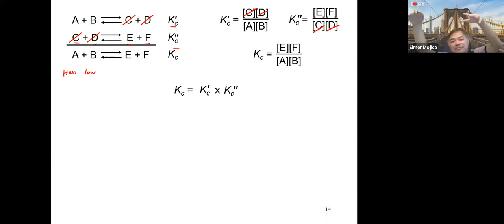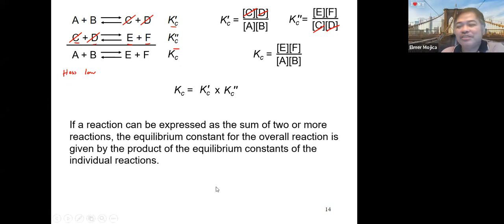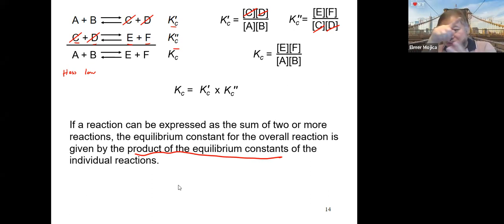Hess law involves enthalpy, this involves the equilibrium constant. So the wording that we have here: if a reaction can be expressed as the sum of two or more reactions, the equilibrium constant for the overall reaction is given by the product of the equilibrium constants of the individual reactions. Hess law would say the sum of the enthalpy of each reaction. So I want you to know the difference, okay? I don't want you to interchange them. Are we clear on that? Baka magkagulo yung utak nyo sa exam sa Friday.